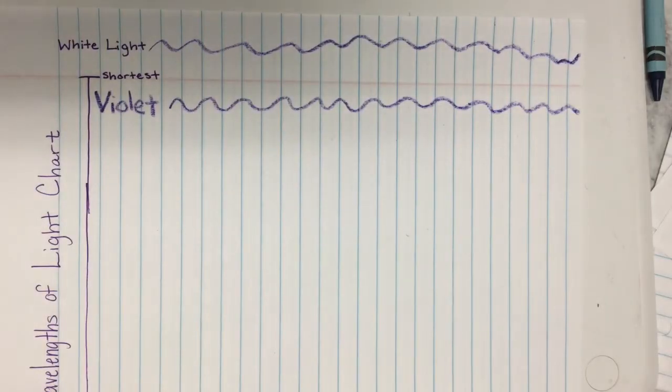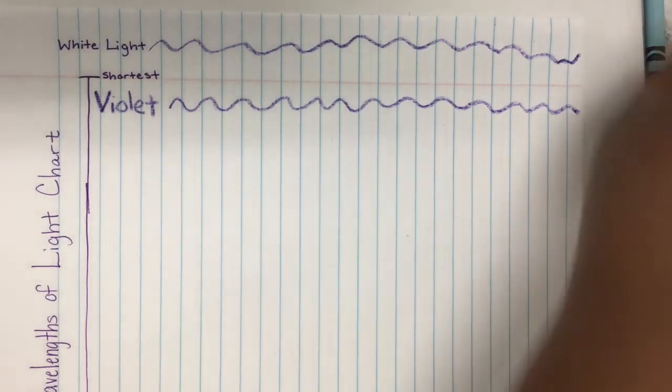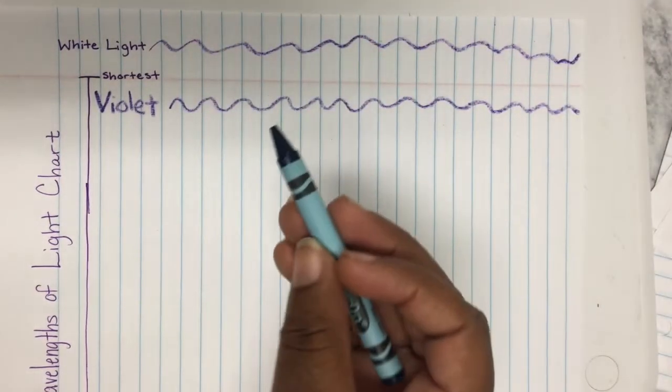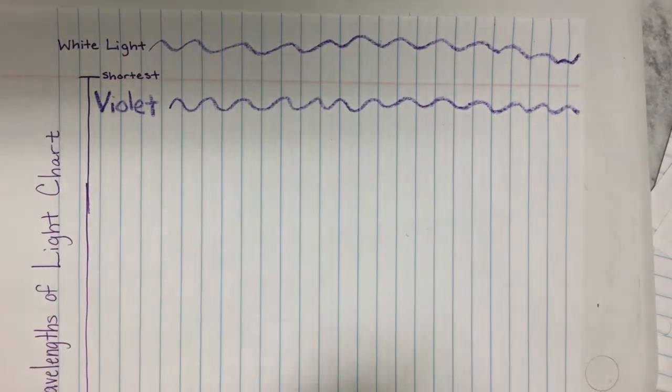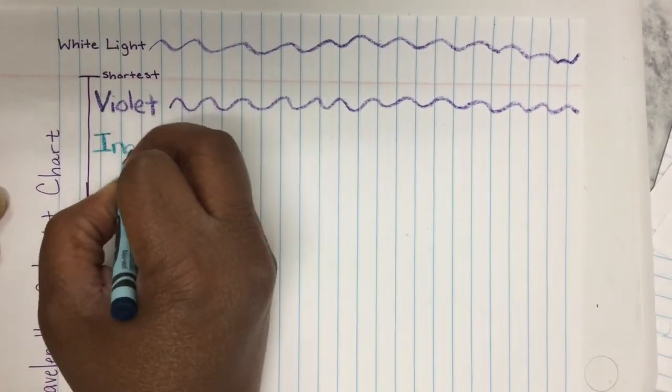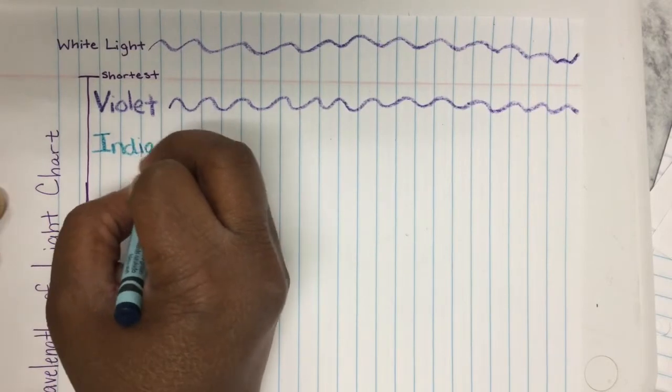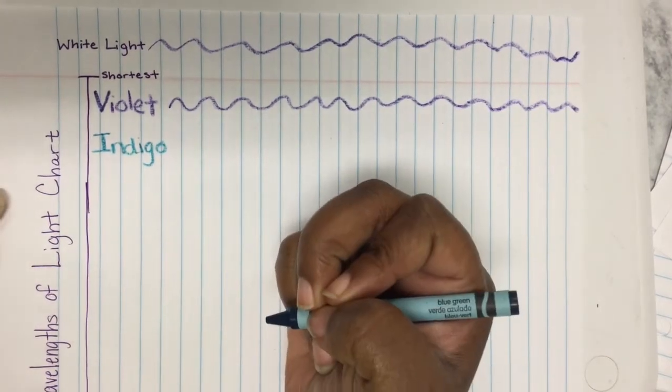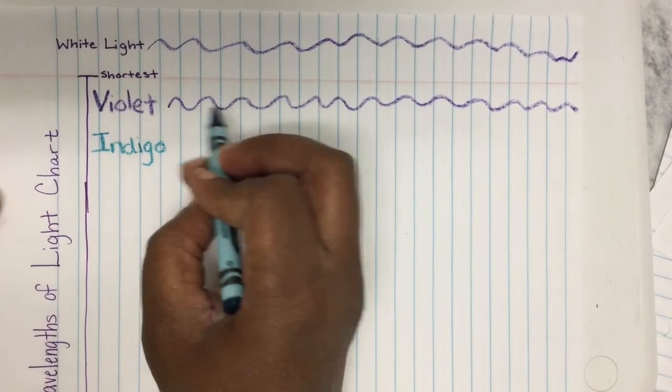Our next wavelength of light is indigo. So that is going to be our lighter blue in this case. And this wavelength is going to be just a little bit longer than the first one.